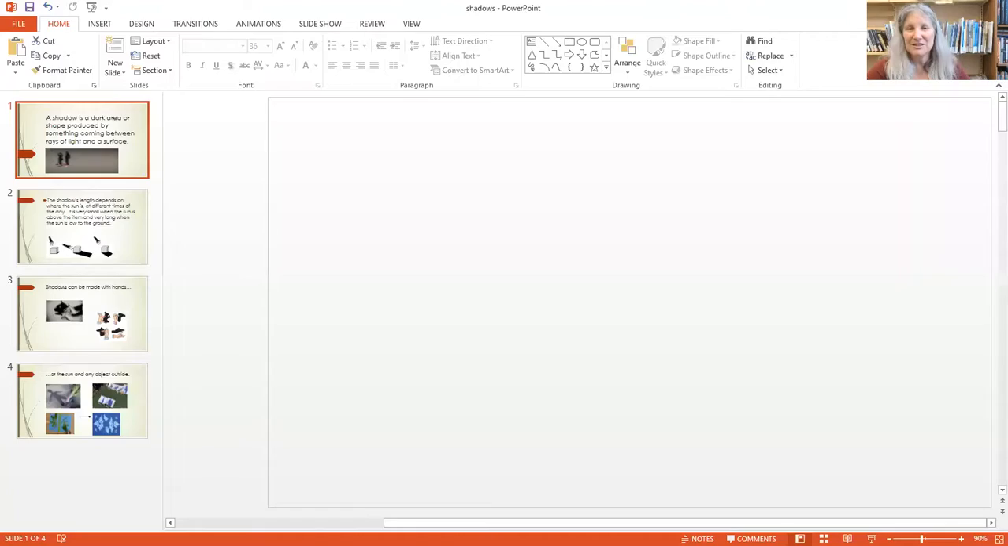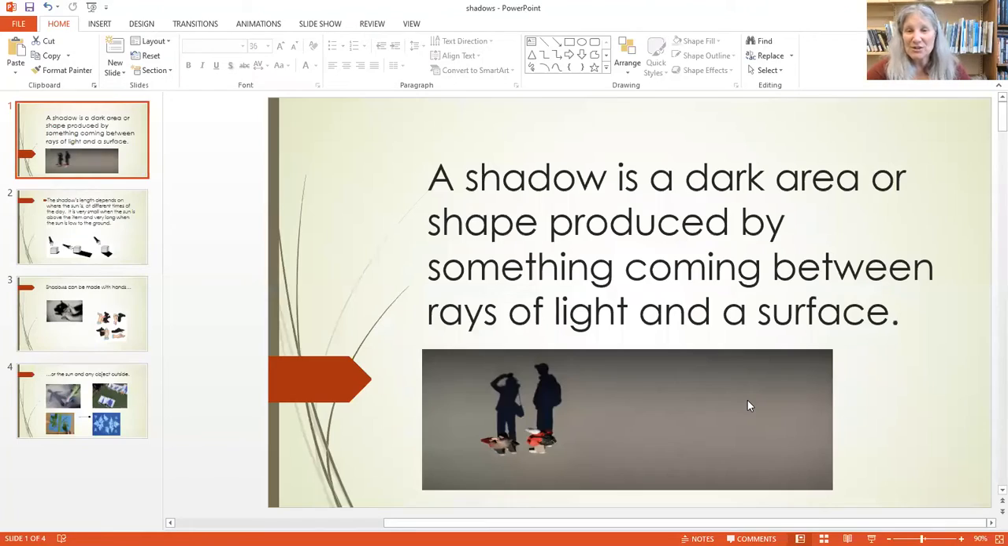Our topic this week is going to be shadows, and we're going to learn what makes a shadow and why the shadow is longer or shorter. So a shadow is a dark area or a shape produced by something coming in between the rays of light and a surface. And it could be a flashlight, the overhead light, the sun. And if you look at these people, they look tiny, but their shadows are huge.